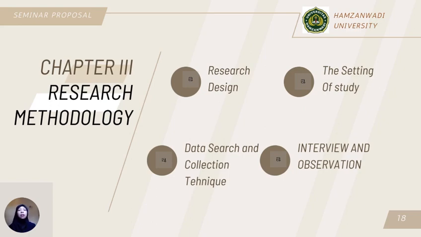Okay, next I will move to the next chapter in the list, chapter 3, research methodology. In chapter 3, there are four points. The first is research design, and the next is the setting of the study, and the next is data search and collection technique, and the last is interview and observation. Now I will explain about the research design.